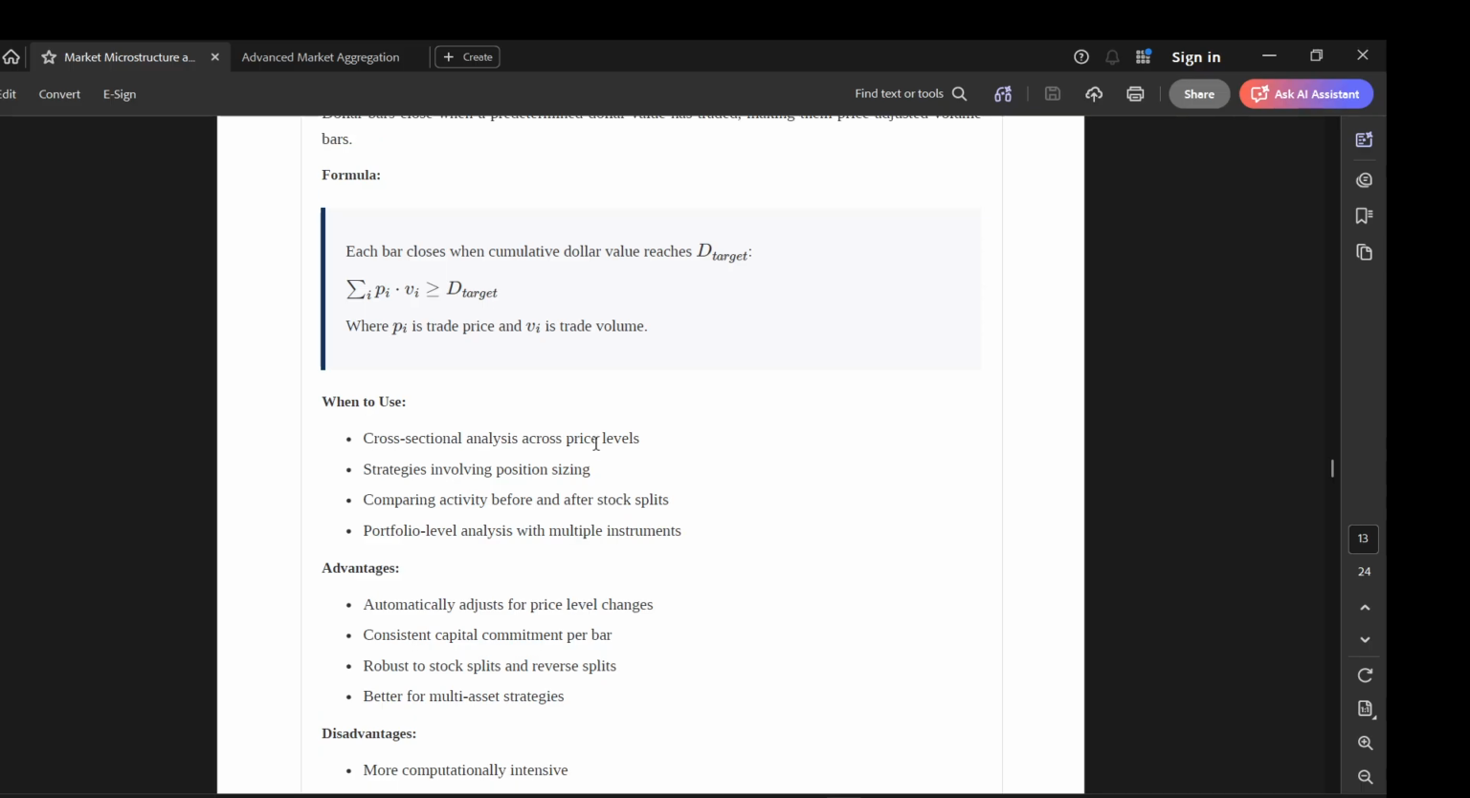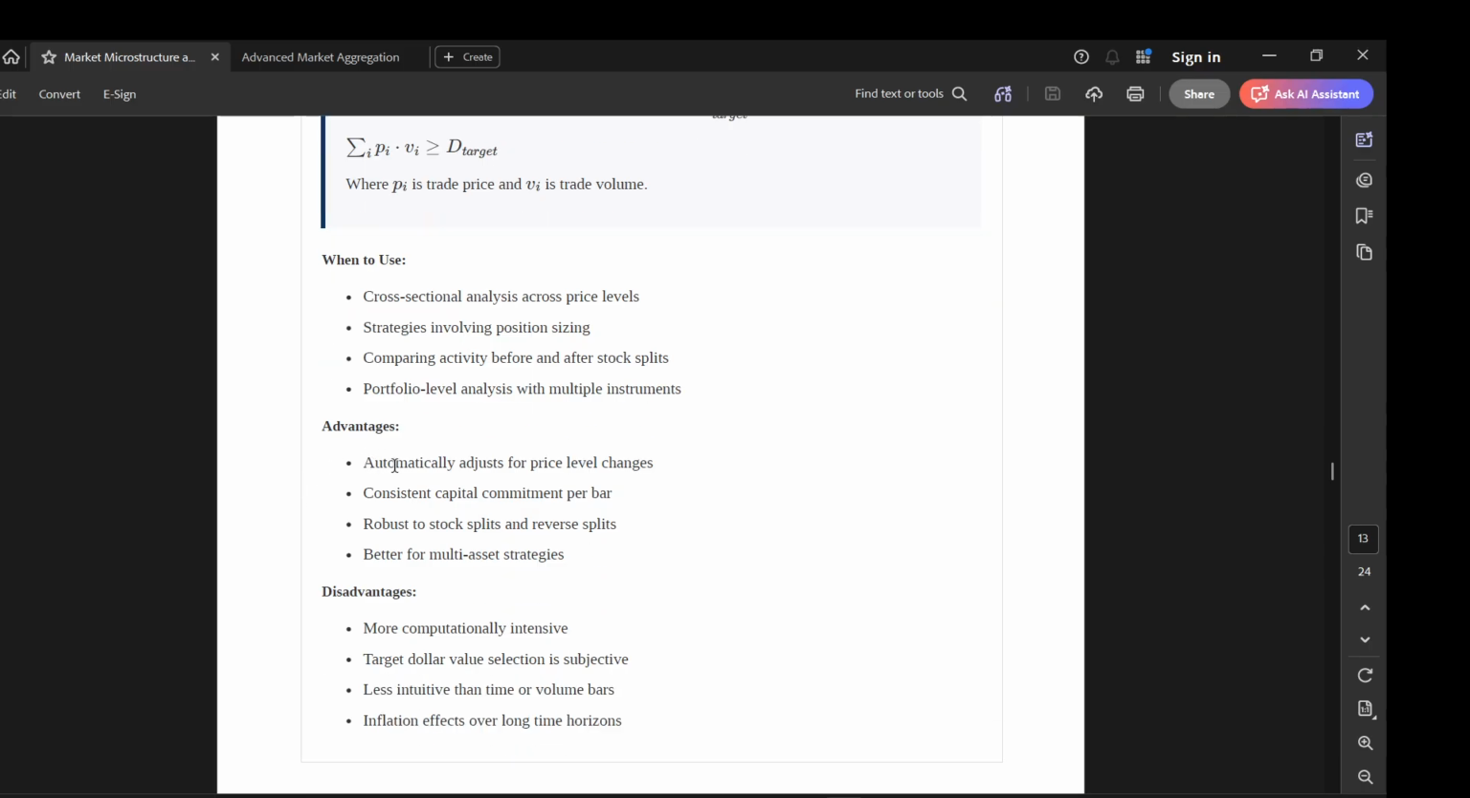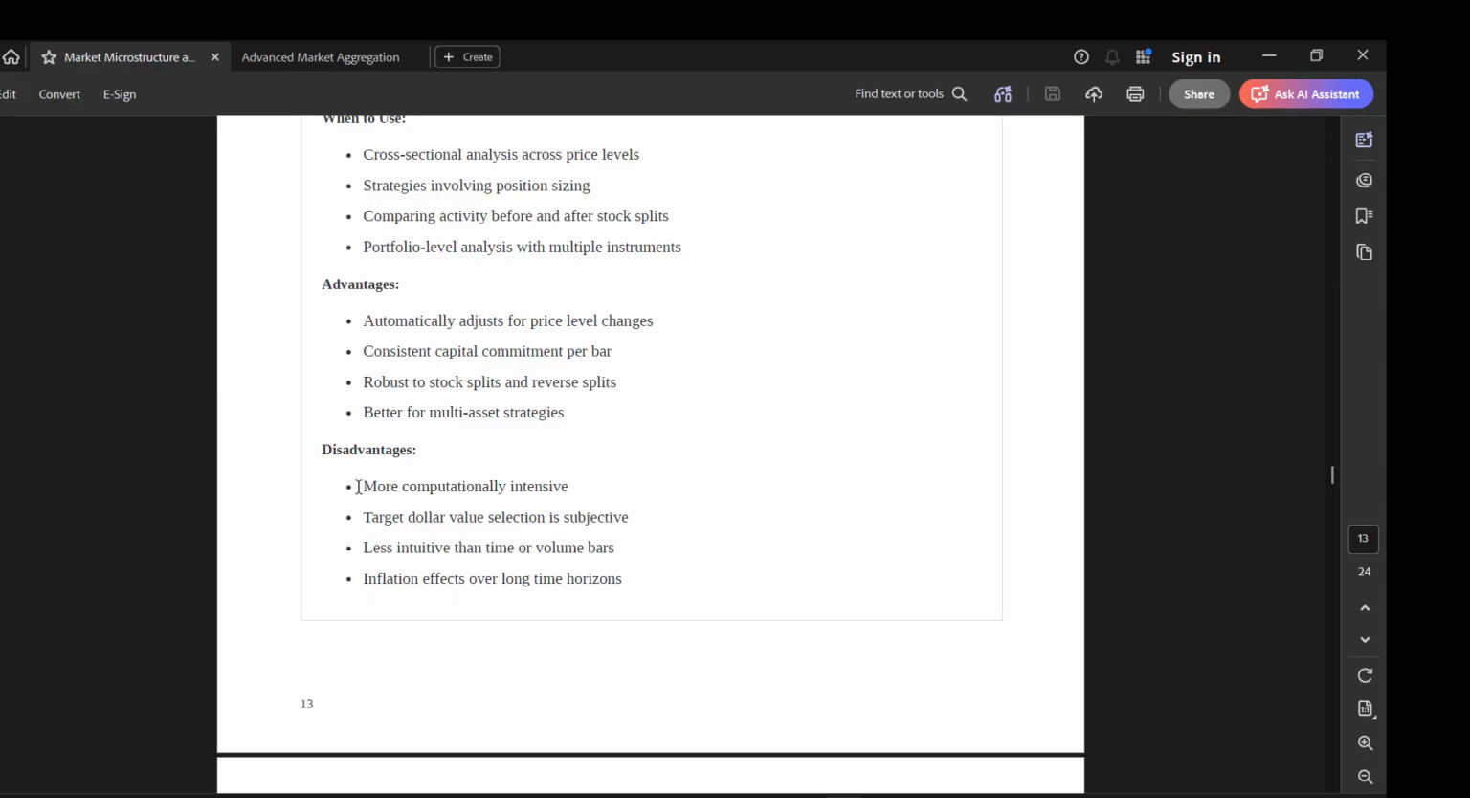Now, when do you use this type of market aggregation? Cross-sectional analysis across price levels, strategies involving position sizing, comparing activity before and after stock splits, portfolio level analysis with multiple instruments. The advantages: automatically adjusts for price level changes, consistent capital commitment per bar, robust to stock splits and reverse splits, better for multi-asset strategies. The disadvantages: more computationally intensive.